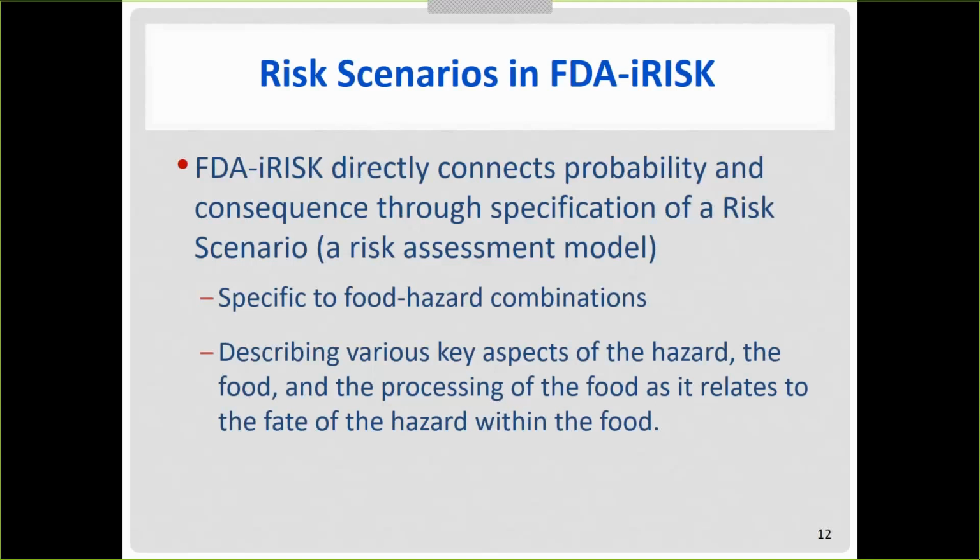FDA-iRISK defines risk as probability times consequence, according to the Codex definition. We can think of a risk scenario as a collection of elements and data that describe key aspects of the hazard and the food with regard to the probability and extent of exposure and the probability and severity of consequence. Through the specification of a risk scenario, iRISK connects the probability with consequence by using a built-in model structure.